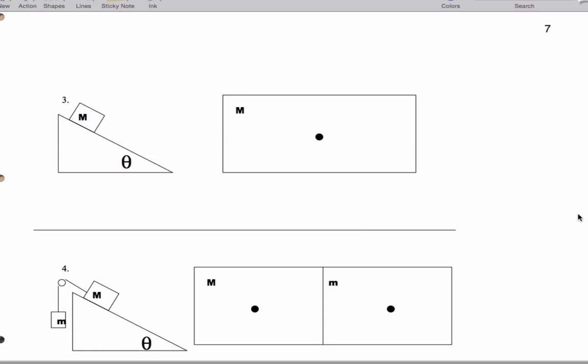Take a look at problem number 3. This is going to be a very important kind of problem that we do. By the way, this thing has a name. It's called an inclined plane, like a flat plane from geometry class. Not like an aeroplane, silly. Okay. Now, the forces acting on this mass.